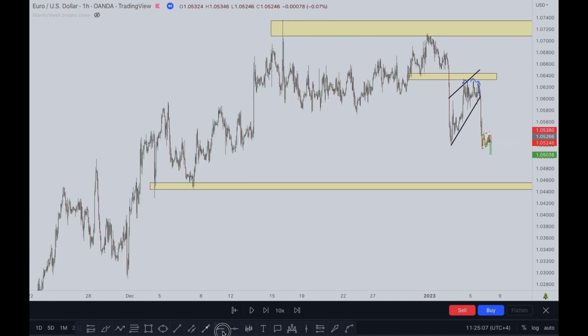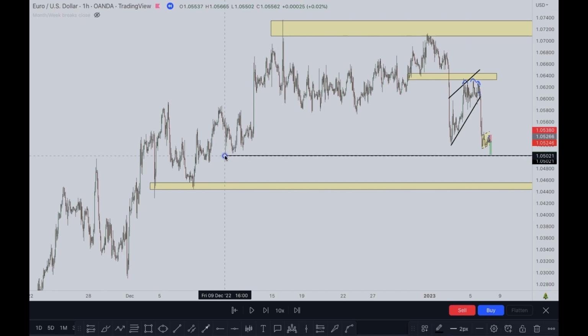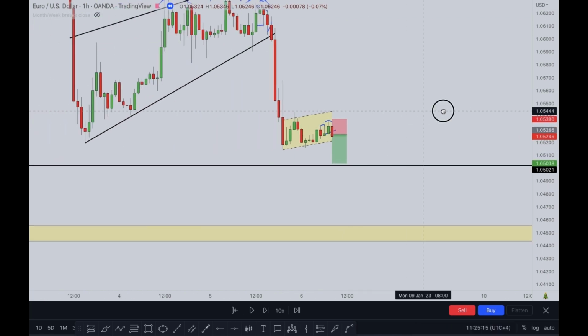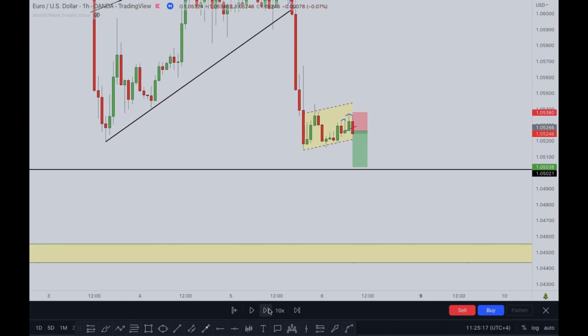This was my take profit. So I spotted this level, right? This could be my first take profit, my second take profit, and then final take profit. So let's see how this also played out on this time frame.